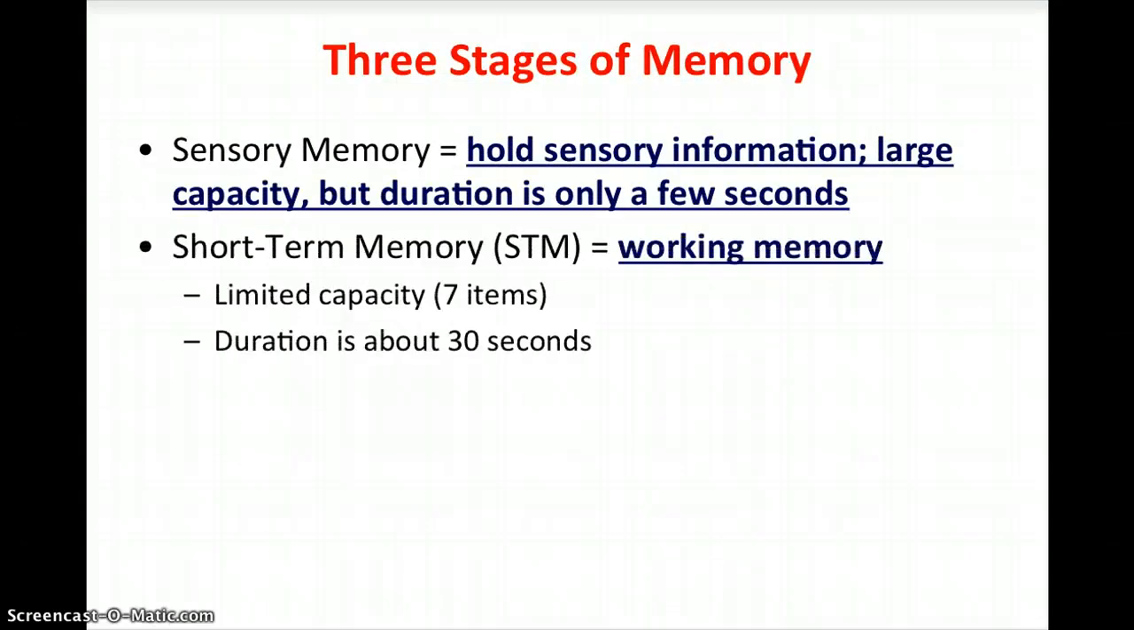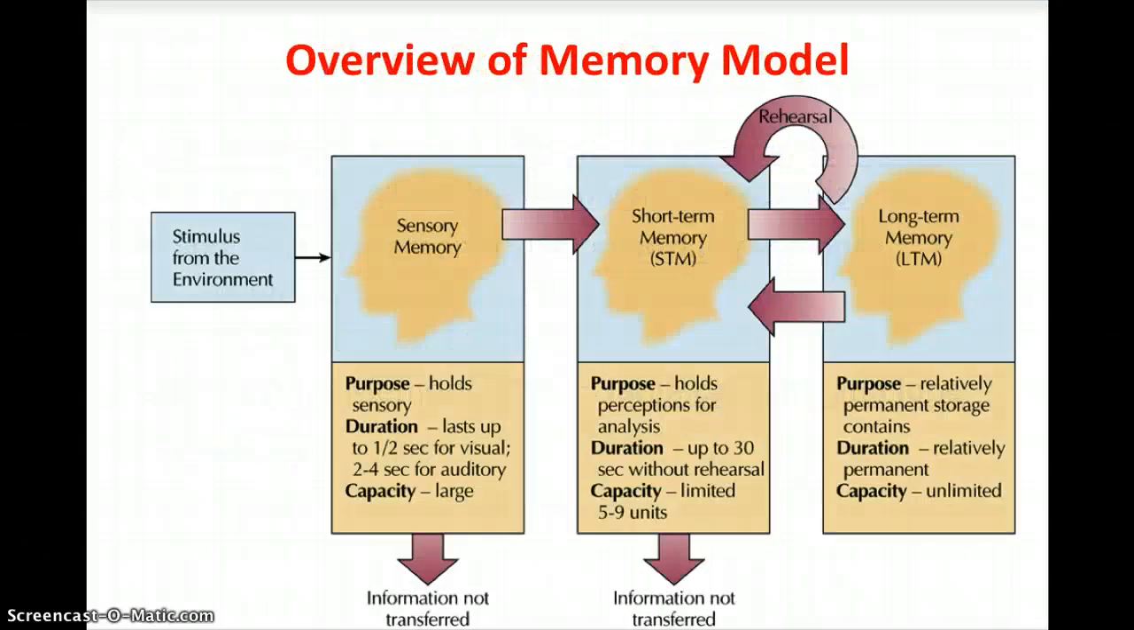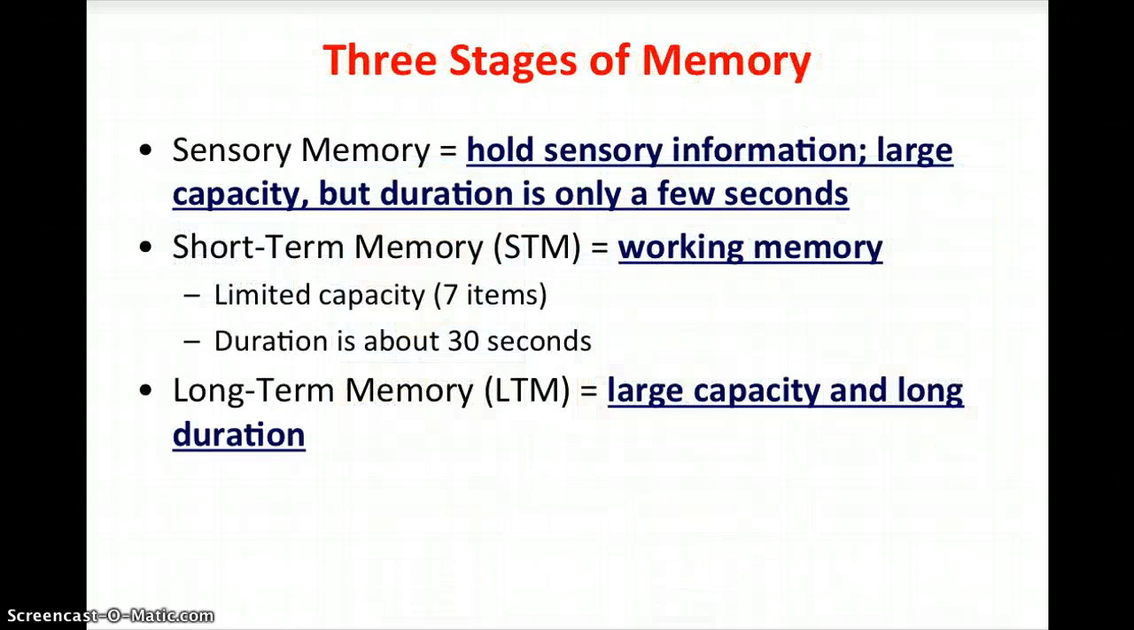All right, so the three stages of memory are sensory memory, where you hold your sensory information. Iconic memory and echoic memory, remember we talked about those as parts of your sensory memory. It has a very large capacity, but the duration is very, very short.